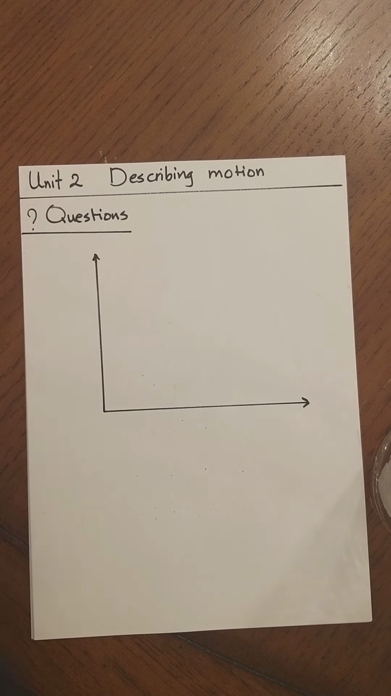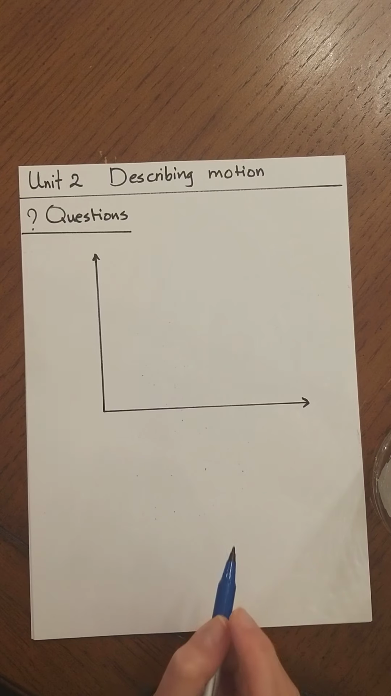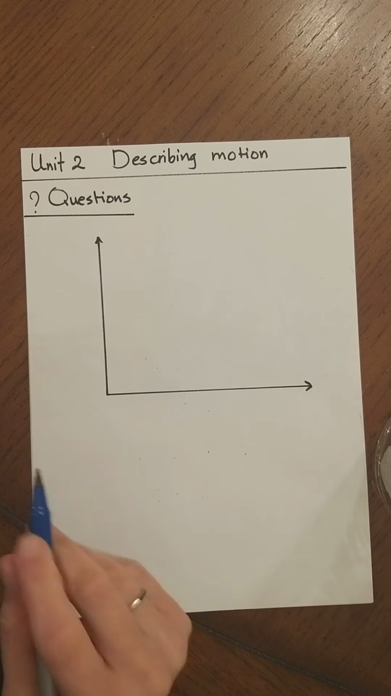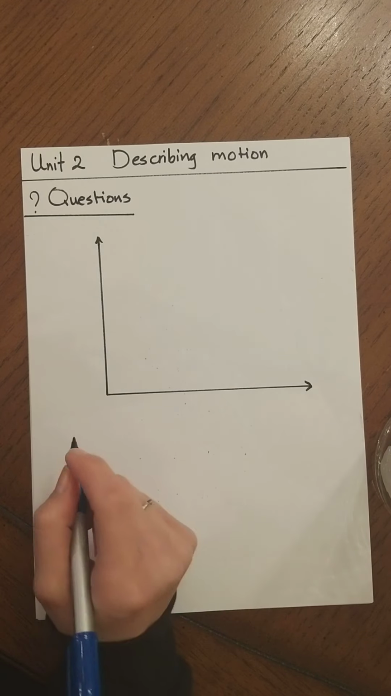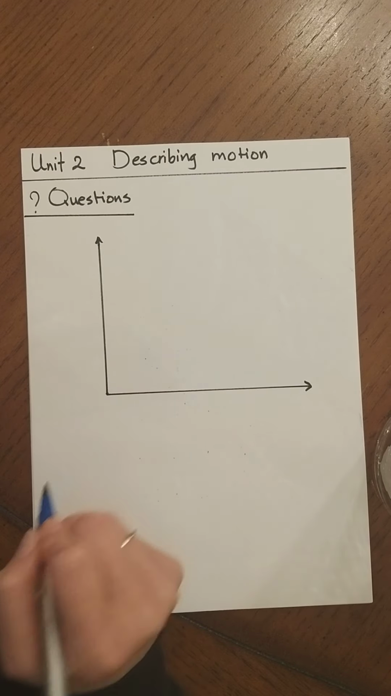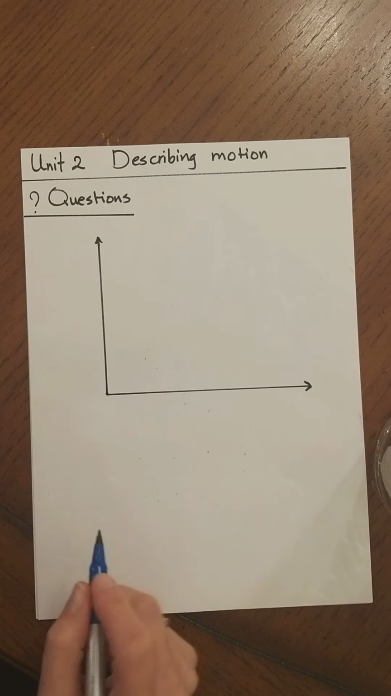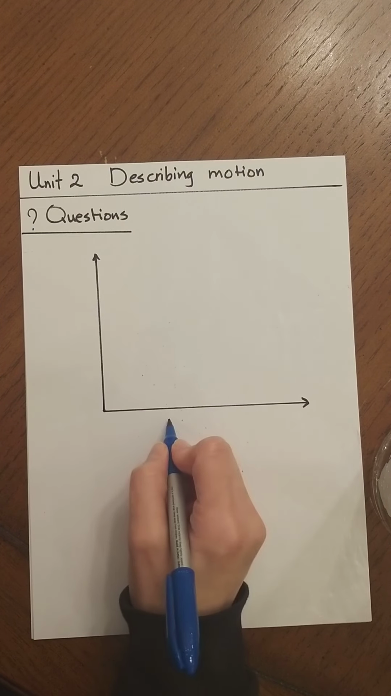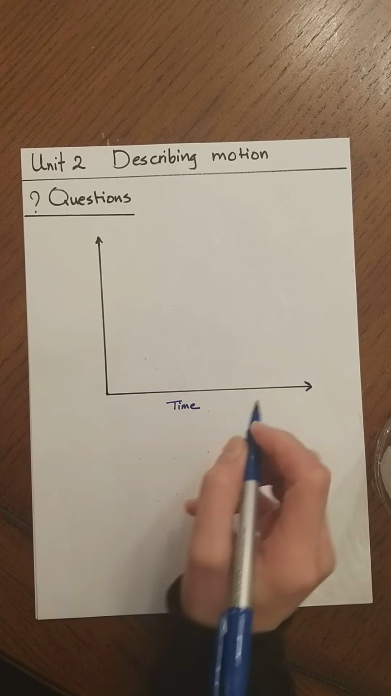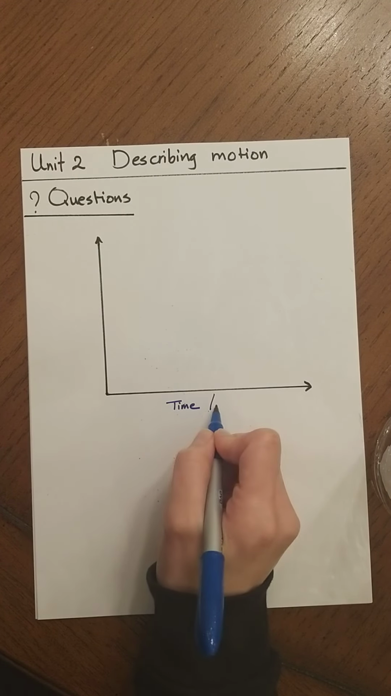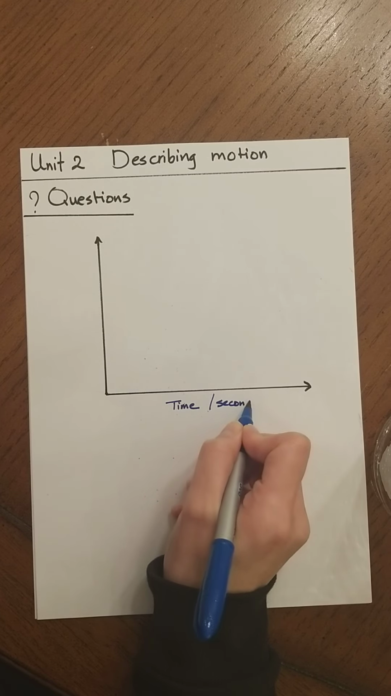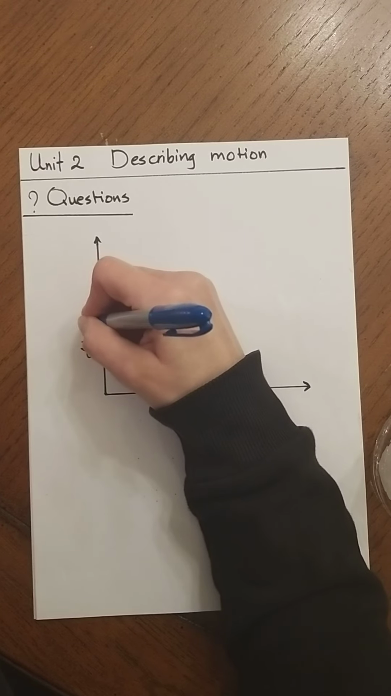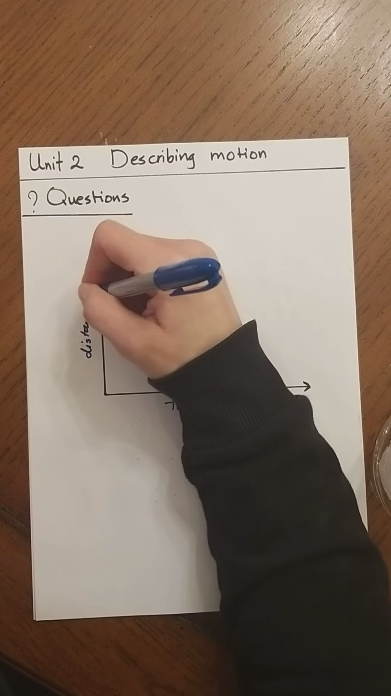So this is a journey. We need to know how many sections this journey is formed of. The car traveled along the road at a steady speed. So this is the first section. Any car starts motion from 0 distance, 0 time. So before we start drawing, of course, we need to label our graph. So this is time, and the time mentioned in the story is seconds. And this is distance in meters.